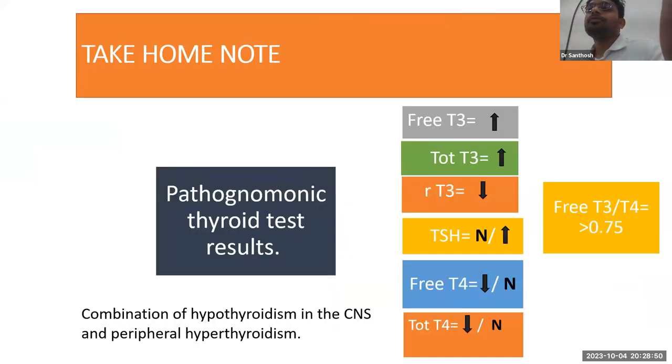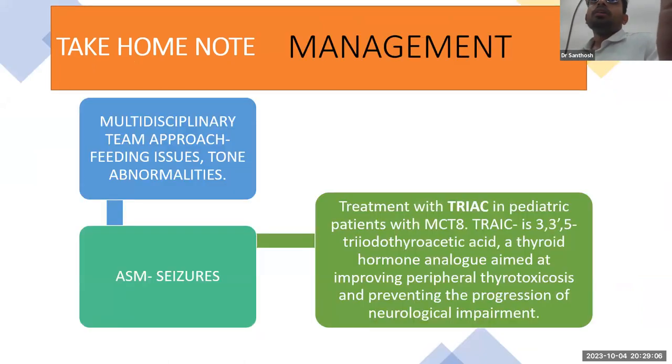There is a combination of hypothyroidism in the CNS with peripheral hyperthyroidism. The TSH can be normal or elevated, with total T3 and free T3 increased, reverse T3 decreased, and free T4 and total T4 decreased. It's a multidisciplinary team approach, with management of feeding issues and tone abnormalities, and anti-seizure medications for the seizures.